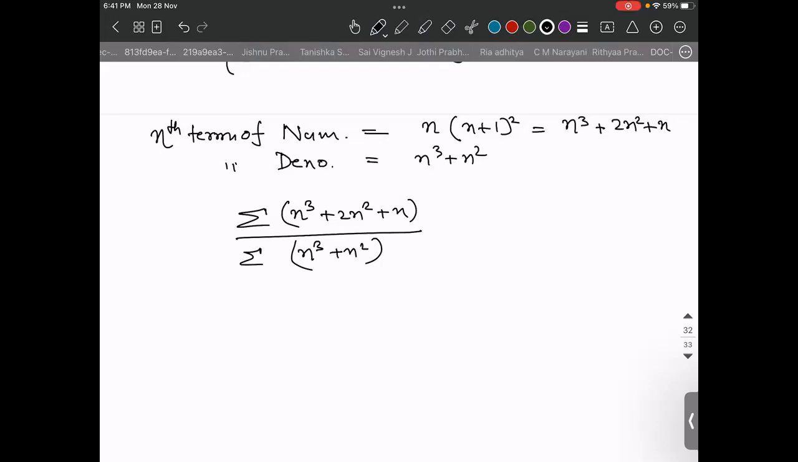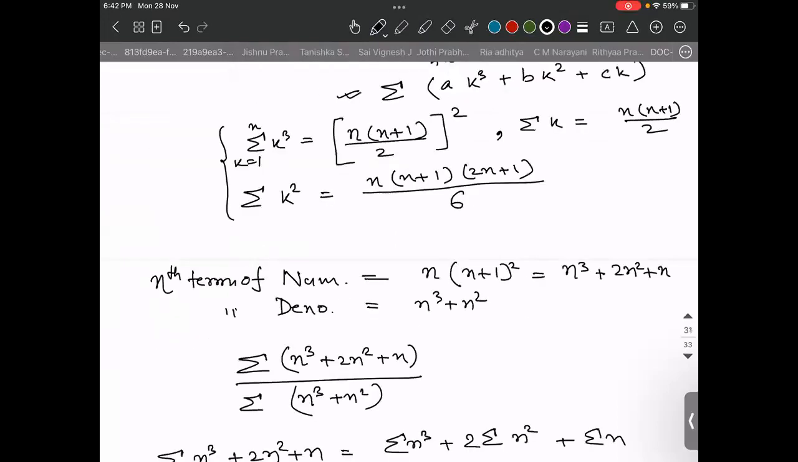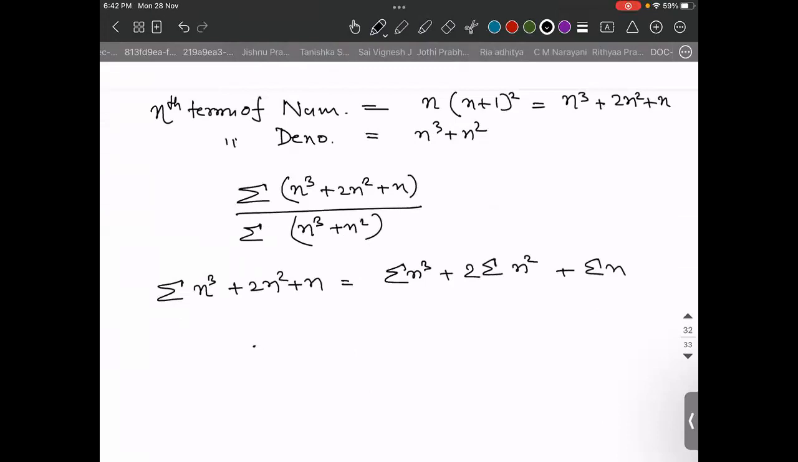Okay, first solve the numerator. The summation of n cube plus 2n square plus n, how can you write it? Summation of n cube plus 2 times summation of n square plus summation of n. And we know these terms. So summation of n cube will be what? n into n plus 1 upon 2 whole square, so n square into n plus 1 whole square upon 4.